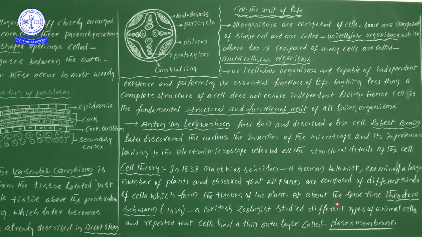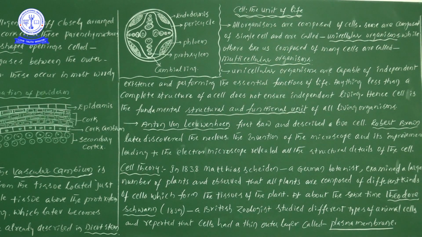Next one, at about the same time, Theodor Schwann. Actually not the same time, they have given a one-year difference. It is 1838 and it is 1839. So here Schwann, British zoologist, studied different types of animal cells and reported that all the cells had a thin outer layer called the plasma membrane.